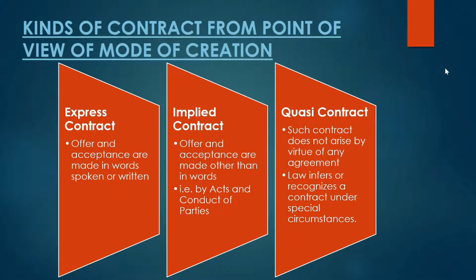So then the second kind of contract we have is the implied contracts. Here no written or spoken words are used to enter into a contract. Rather, the contract is entered into by the conduct of the parties. Now take an example. You go to a restaurant and order food. After having food, can you say to the restaurant that you will not pay because you never said you will pay for the food? No, you can't say that.